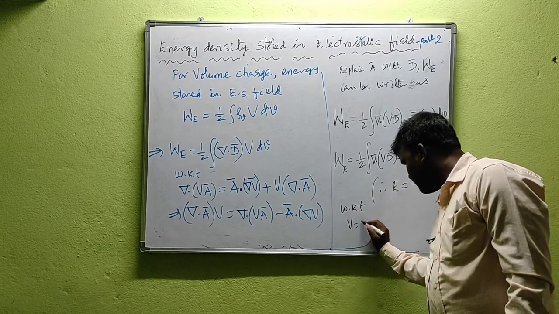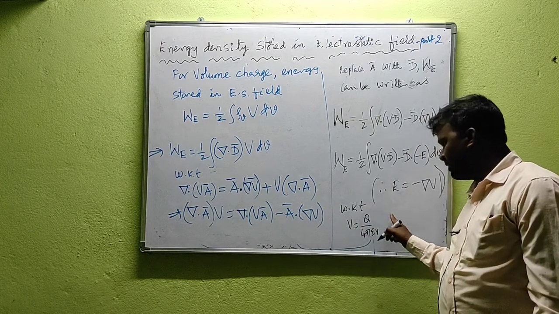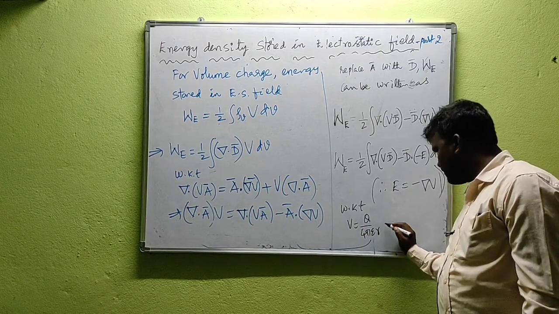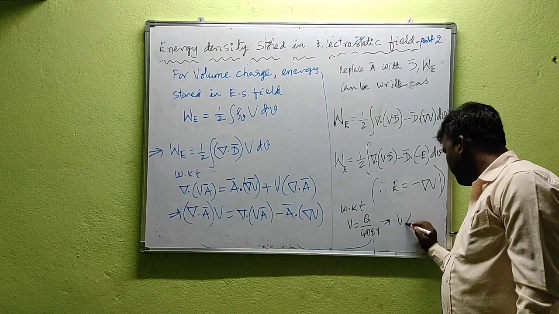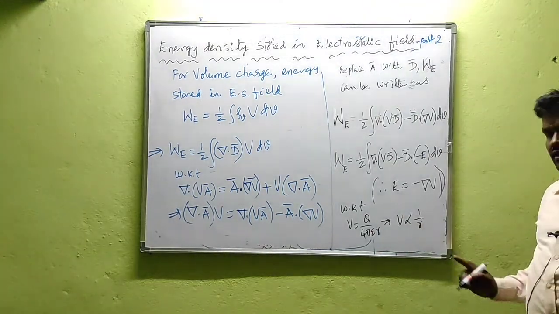We know that V equals, for a point charge, Q by 4 pi epsilon R. If it is a volume charge, integral rho V dV. Okay, like this. That means V is varied with respect to 1 by R. V is inversely proportional to R.